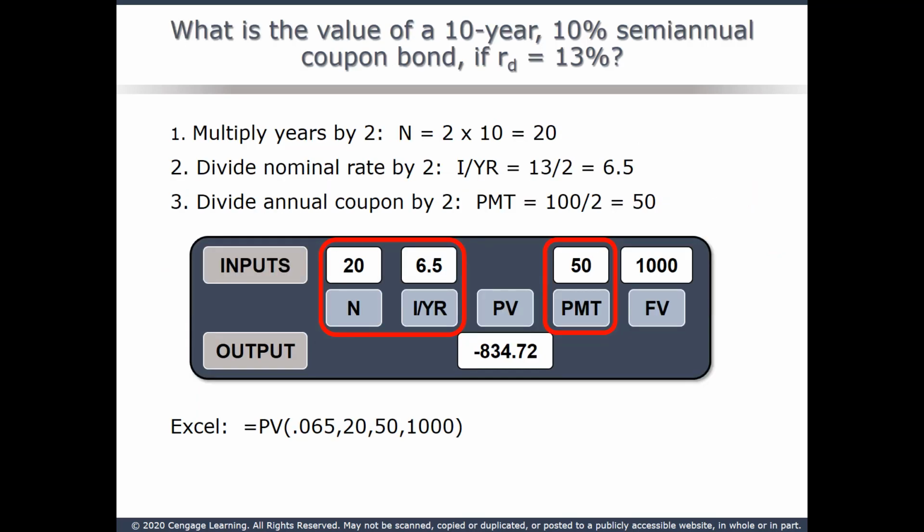So here's an example. We have a 10-year, 10% semi-annual coupon bond with a yield to maturity of 13%. So N is equal to 10 years times 2, 20. IY is the yield to maturity divided by 2. 13% divided by 2 is 6.5%. Payment is the future value times the coupon rate divided by 2. 1,000 times 10% divided by 2, $50. Solving for present value, $834.72.